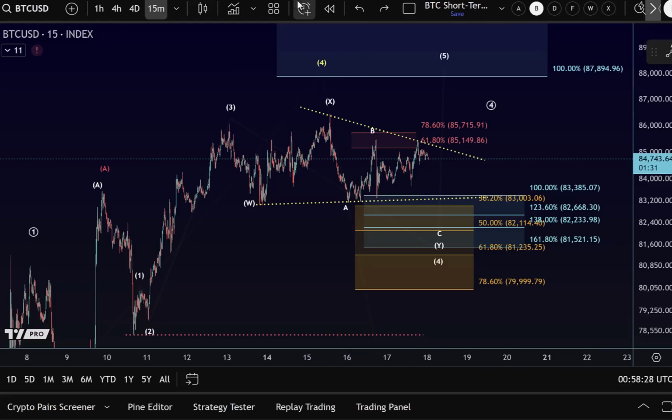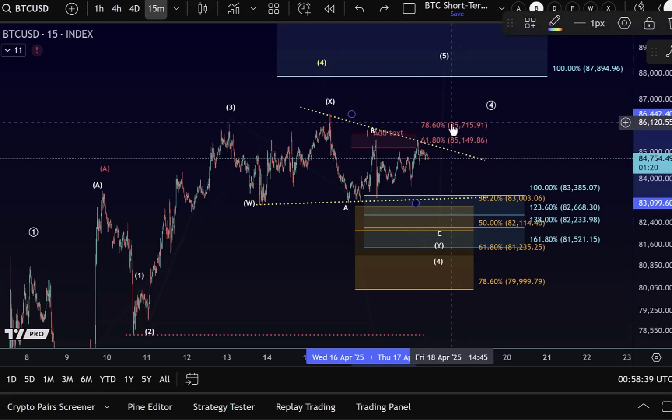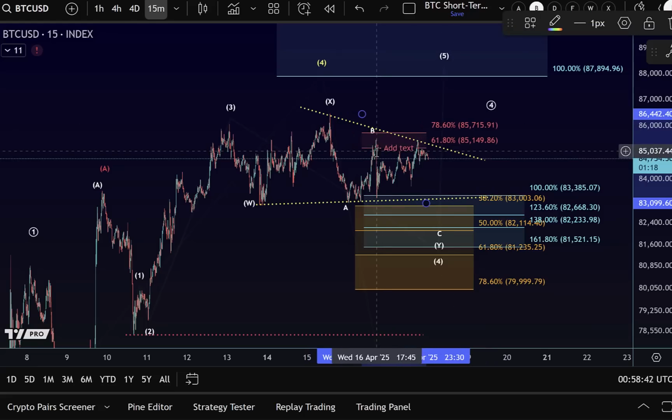Obviously, first of all, this is simply a sideways range. We haven't got any confirmation of a breakdown. We have no confirmation of a break to the upside. But what we can see is that the price has reacted to standard Fibonacci resistance between 85,149 and 85,715. So this is just a standard Fibonacci resistance range that we are tracking at the moment. And the price has reacted to it and could now be setting up for that C wave to the downside, potentially just for one more low to complete the wave 4.